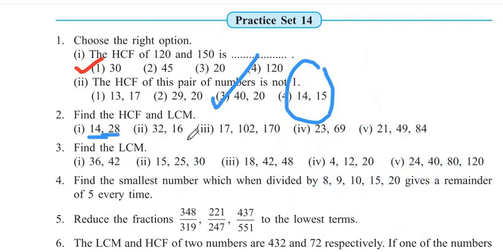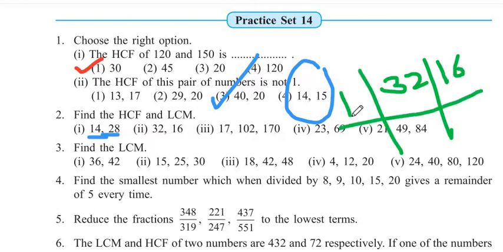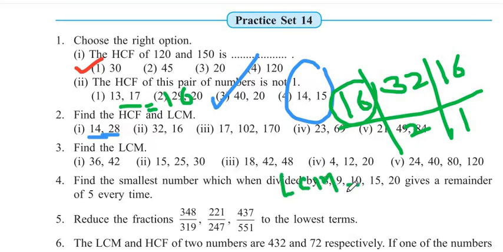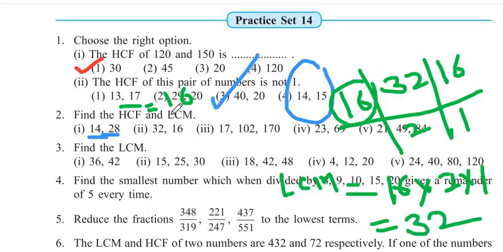Now see here similarly 32 and 16. I write here 32 and 16. Now see here 32 comes in the table of 16. And therefore I write here 16. 16 ones are 16, 16 twos are 32. Again 2 and 1 come in the table of 1 only. And therefore this 16 is your HCF. HCF is equal to 16. And LCM, how to find out LCM? LCM is equal to HCF multiplied by these two numbers, that is 16 multiplied by 2 into 1, that is 16 twos are 32. And your answer is HCF is 16 and LCM is 32.